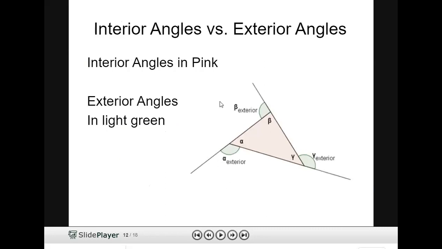Interior angles and exterior angles. The interior angles are in the pink region, where you can find A, B and Y. These angles we call interior angles. But we also have exterior angles, which are in the green region. So at Y, I have an interior angle and an exterior angle. And here also we have exterior and interior, and exterior and interior.